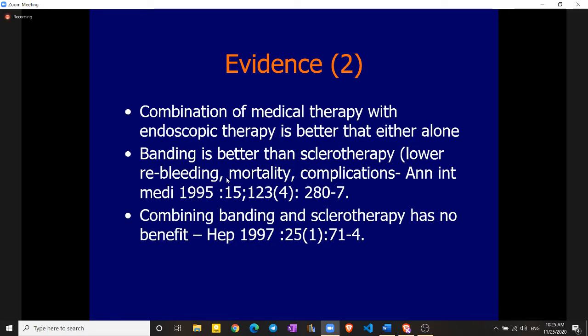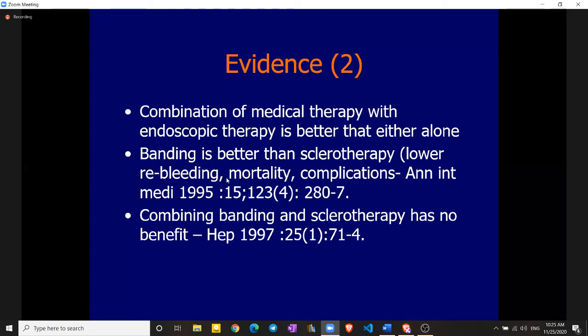Right. So combination of medical therapy. I have just to ask you all, have any of you all seen banding? Or all of you all have seen? Some groups. All right. Okay. But remember, you can always see it here for real.